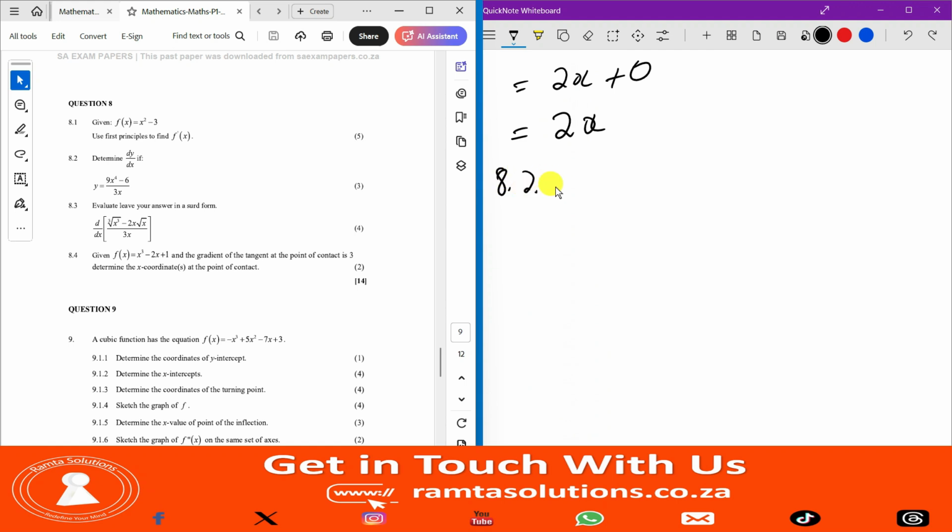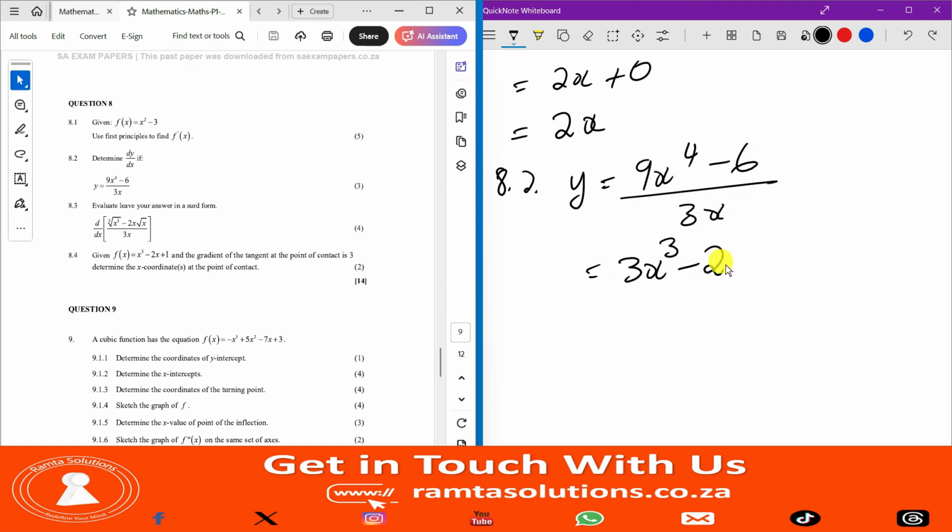8.2, determine dy dx if y equals (9x to the 4 minus 6) all over 3x. What you need to do here is divide every term of the numerator by 3x. So 9x to the 4 divided by 3x will be 3x cubed. And then 6 divided by negative 3x will be 2 over x, but because we're saying over x, we can write it as 2x to the minus 1.